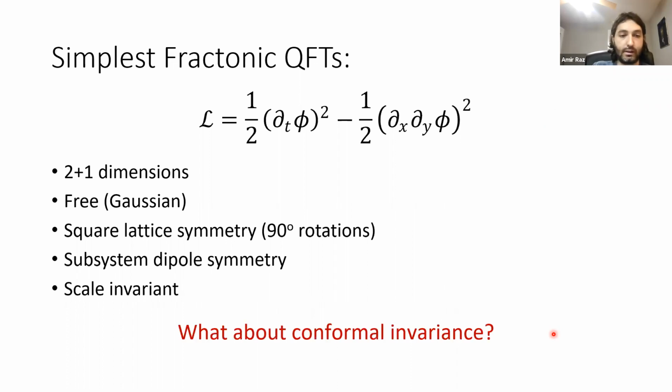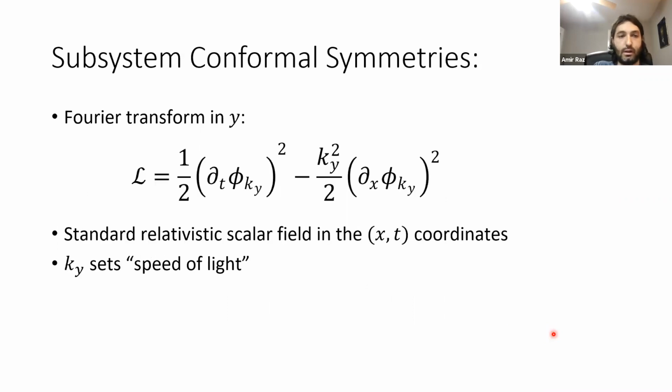And so we can ask, is there any sort of conformal structure here? Is there any extended conformal invariance that this type of theory might have? It turns out the answer is yes. This type of theory does have extended conformal structure. The way to see that is to move to fixed momentum modes in one of your two directions. For example, you can Fourier transform in the y direction and look at fixed momentum modes in the y direction.